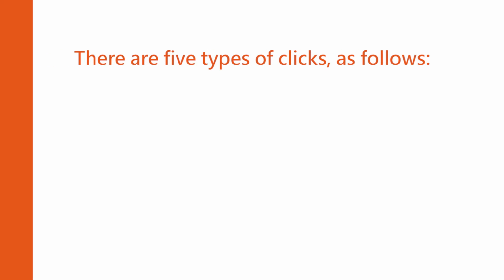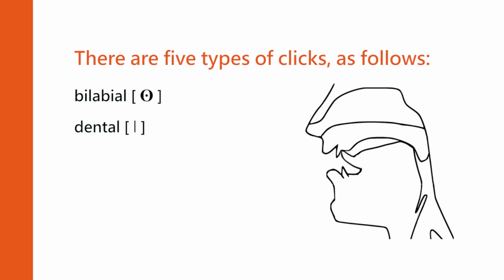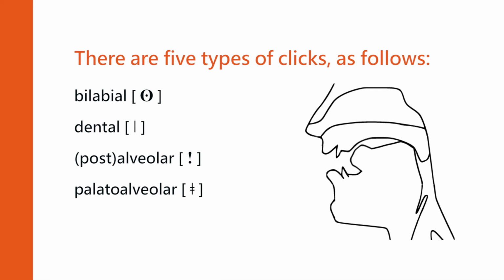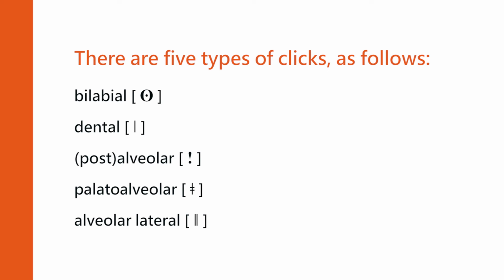The IPA chart lists five clicks: the bilabial click, the dental click, where the part of the tongue that is further to the front is involved with the teeth, so it's dental. And then there is alveolar or postalveolar. You can say either alveolar or postalveolar click, and you can use palatal-alveolar click as well. And then there is the alveolar lateral click, which is the sound you make to giddy-up horses.